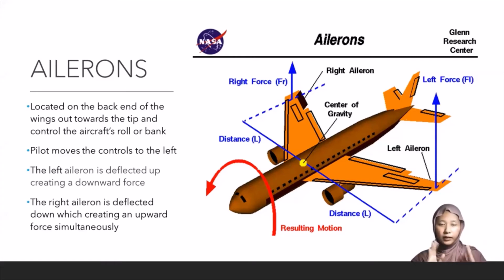Next, in the opposite direction, the same thing happens. When the pilot moves the controls to the right, the right aileron will deflect down, creating an upward force, and the left aileron is deflected up, creating a downward force at the same time. So that is how the ailerons work.